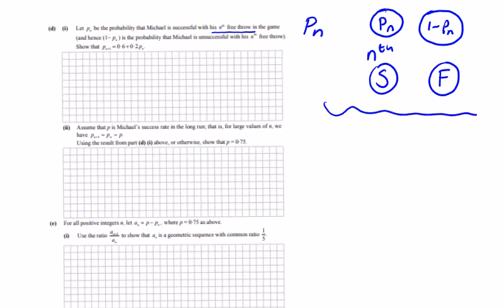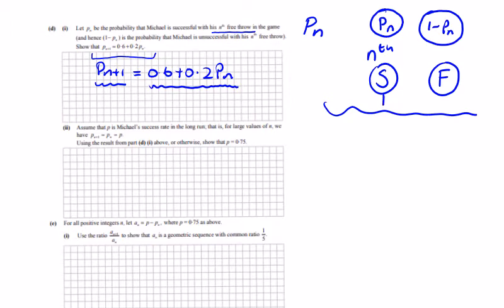Okay, what else is going on here? They've given us, show that the probability of success on, this is Pn plus 1 here, is equal to 0.6 plus 0.2 Pn. So this is success on the next one, the n plus 1. So the probability of success on the n plus 1 we have to show is 0.6 plus 0.2 Pn.